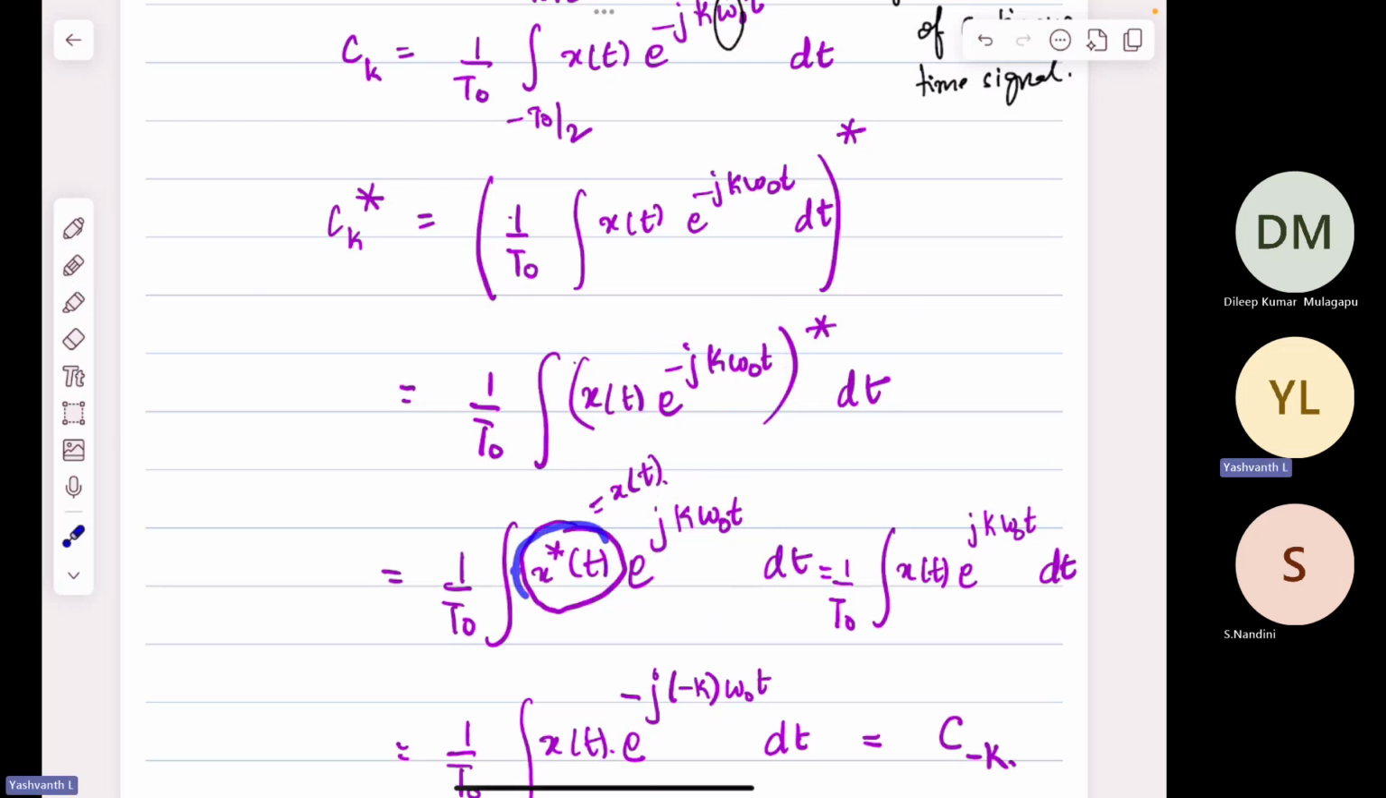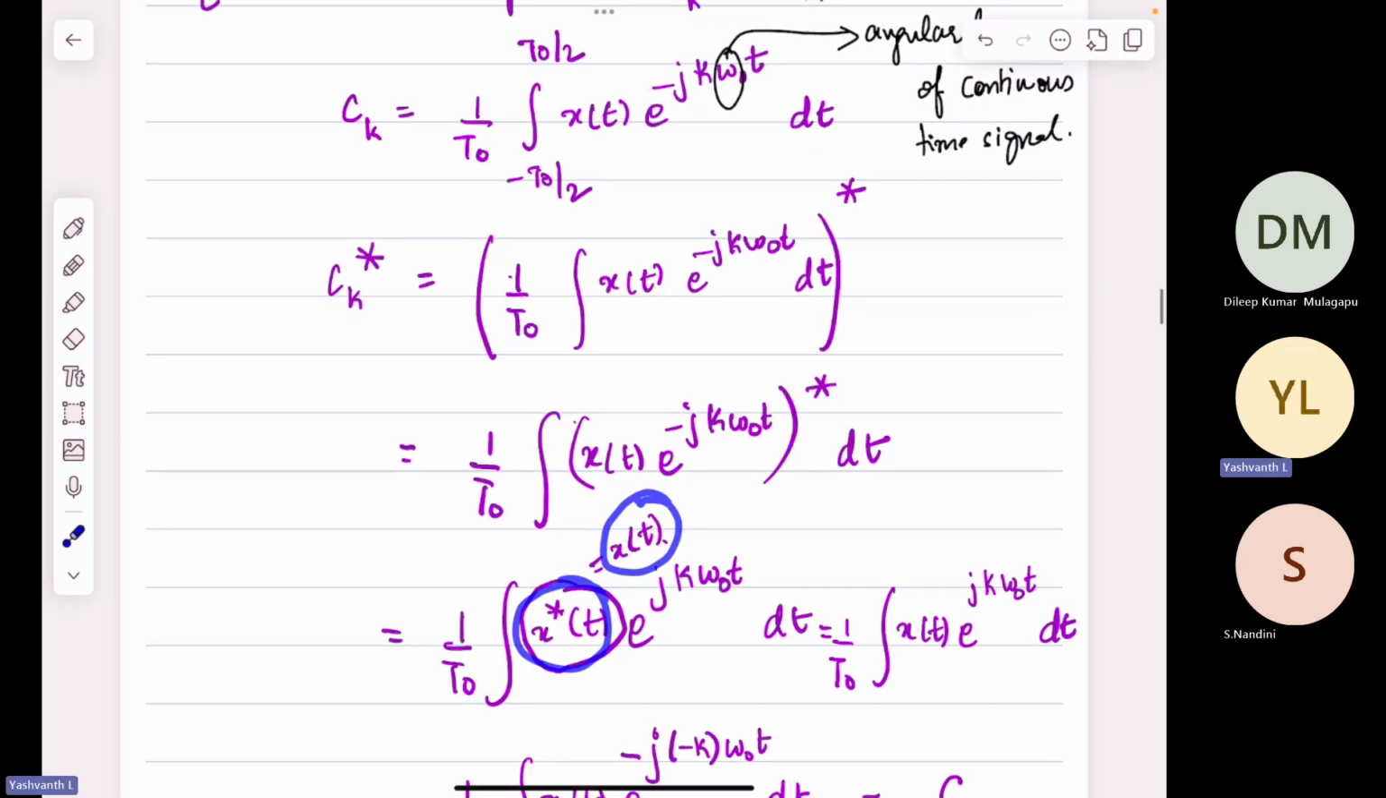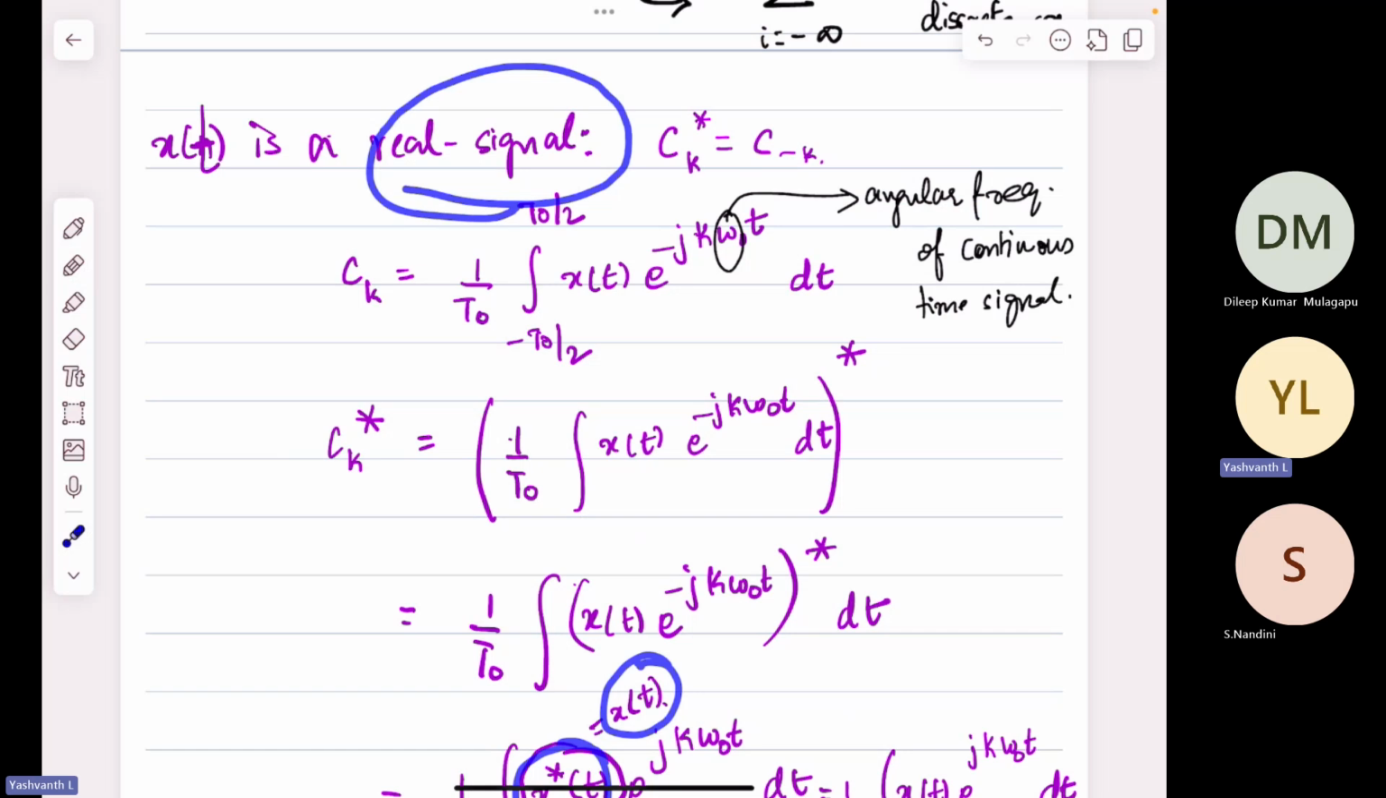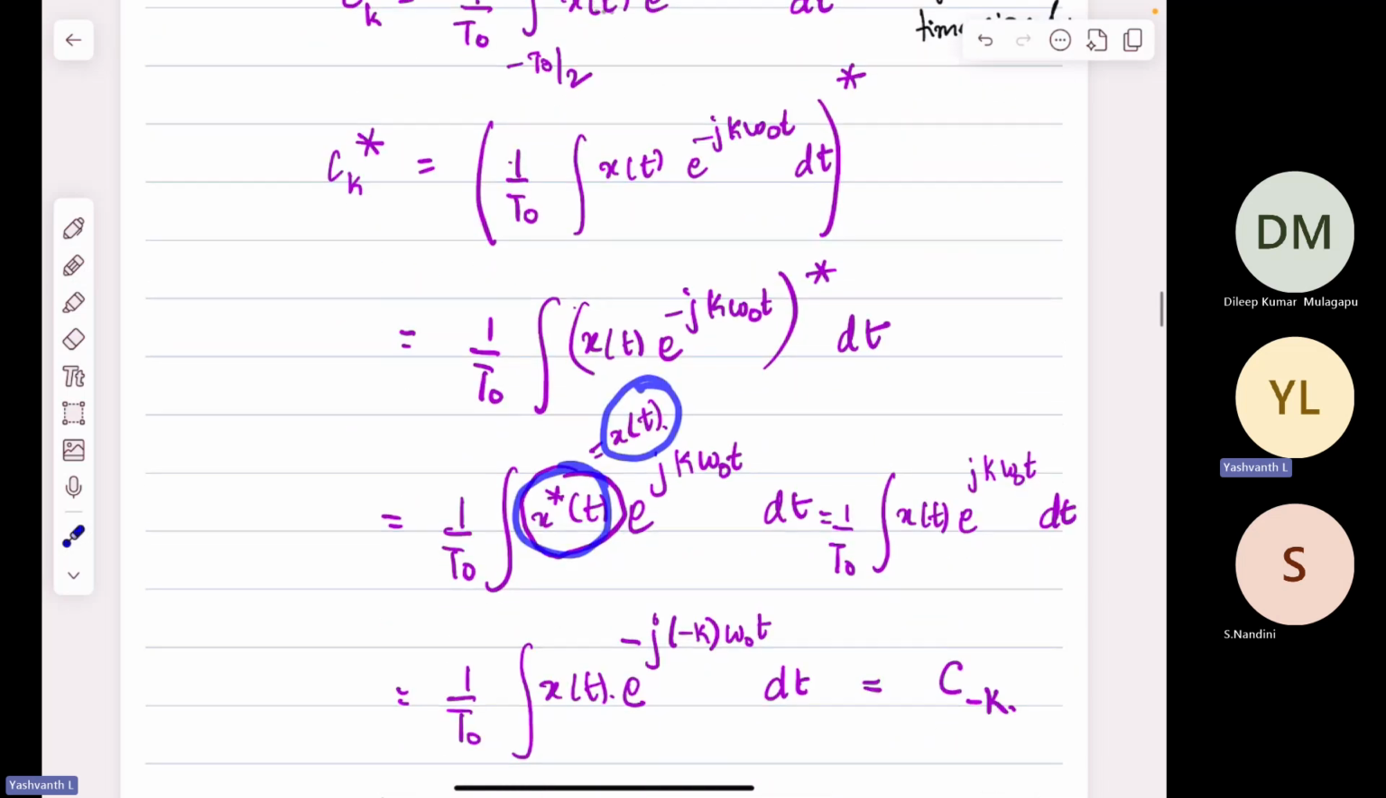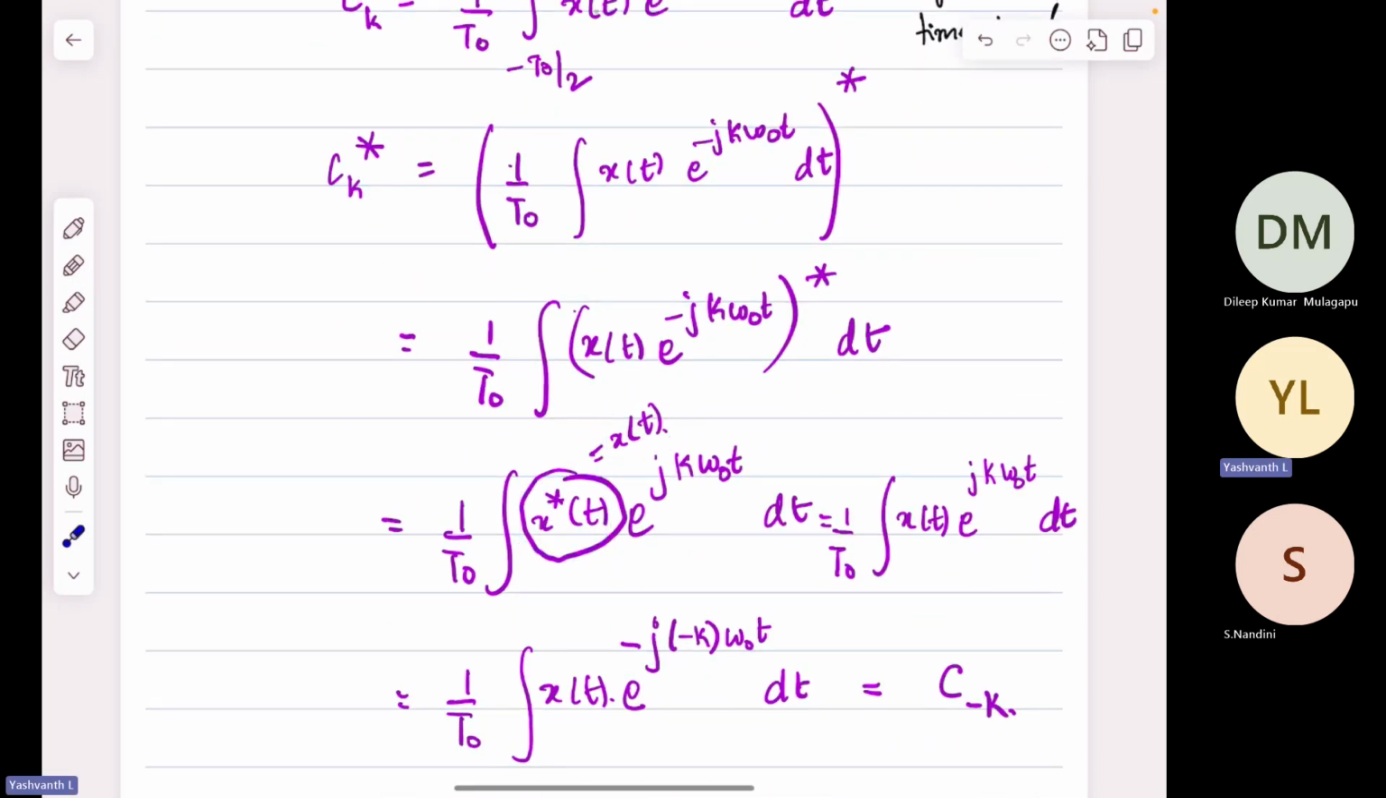But x of t conjugate is the same as x of t. Why? Because x of t is a real signal. For a real signal, it doesn't matter whether you do conjugation or not, the value will not change. So x conjugate of t is the same as x of t. So this is nothing but 1 by T naught integral x of t into e power j k omega naught t dt. Now I can write j k omega naught t as minus j into minus k omega naught t, but this is nothing but c of minus k.